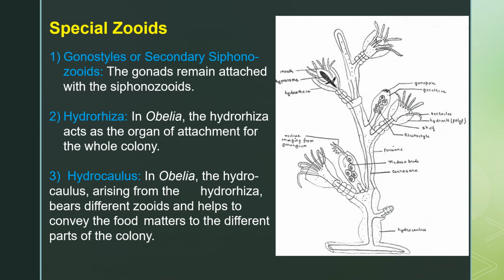Then there are certain special zooids like gonostyles or secondary siphonozoids. These gonoids remain attached with the siphonozoids. In Obelia, the hydrorhiza acts as the organ of attachment for the whole colony, whereas the hydrocaulus, which arises from the hydrorhiza, bears different zooids and helps to convey the food matter to the different parts of the colony.